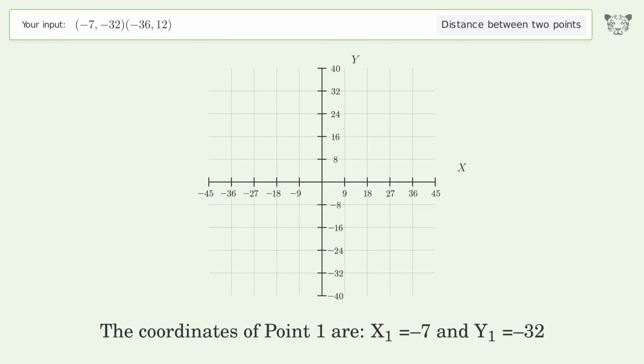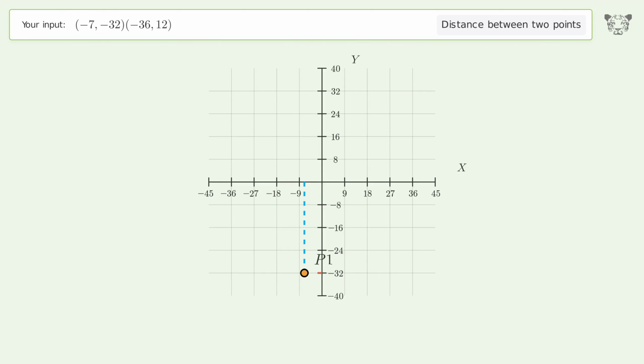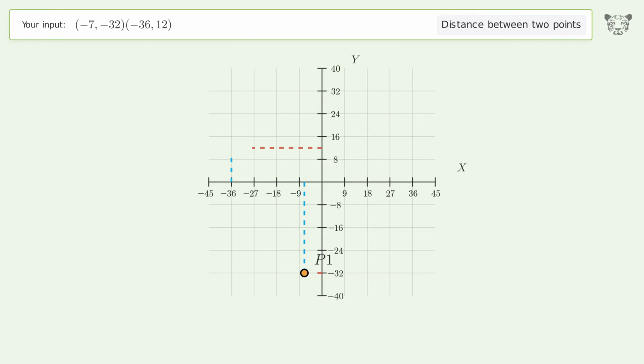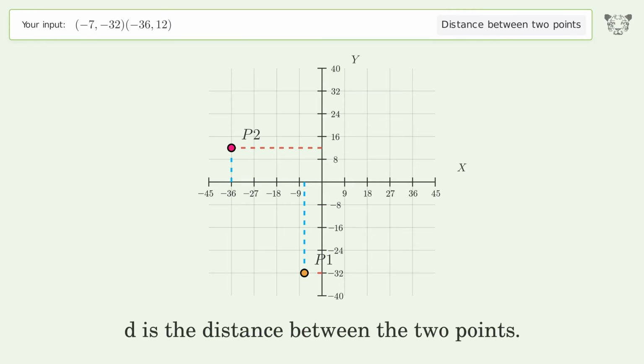The coordinates of point 1 are x1 equals -7 and y1 equals -32. The coordinates of point 2 are x2 equals -36 and y2 equals 12. D is the distance between the 2 points.